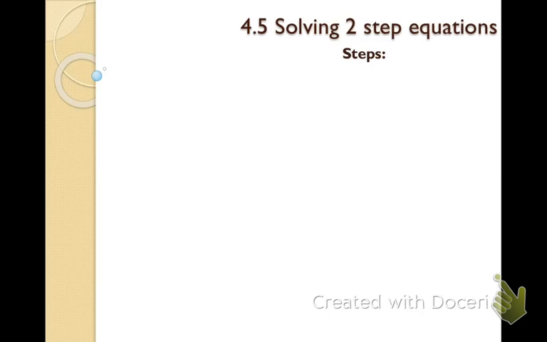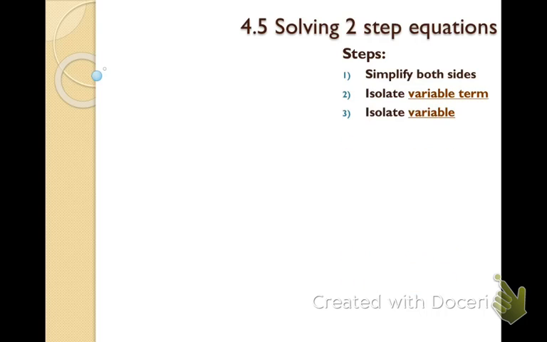First step, we always have to simplify both sides of the equation. Make sure we've simplified the left side and we simplify the right side. After it's simplified, then we can start solving, and we start by isolating the variable term. I'll explain that in just a second. After you isolate the variable term, you isolate the variable. In other words, get the variable by itself. And the fourth step is we always check our answers. So let's apply these steps to our first example.